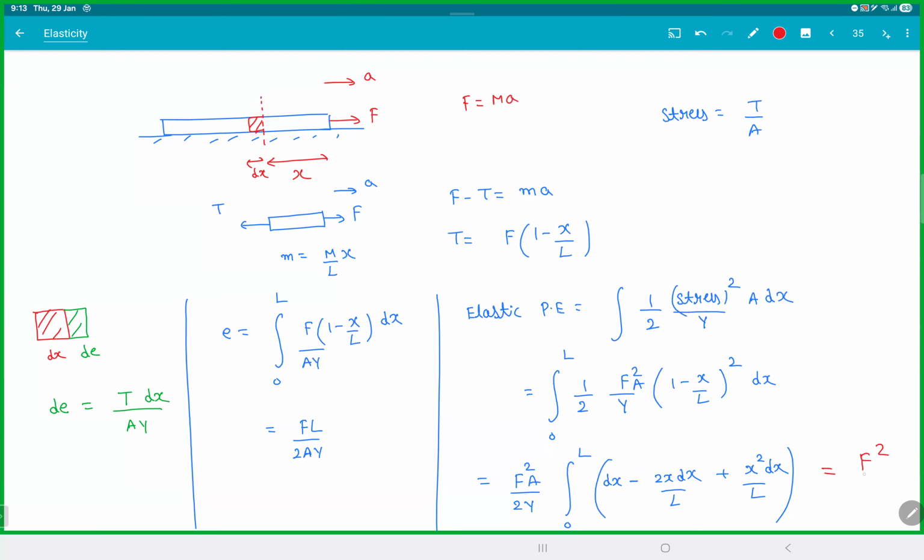We get F square by 3 will come out. F square A by 6Y L. I think we'll get something like this. F square L by, wait, I messed up. This is A square because stress, no? So A also will come in the denominator. F square by 2AY. We can integrate that. F square L by 6AY. Check.